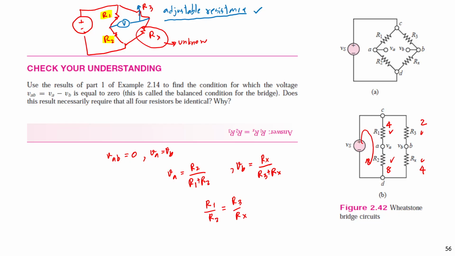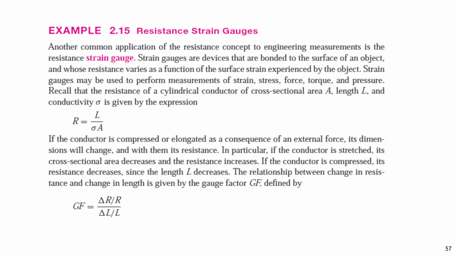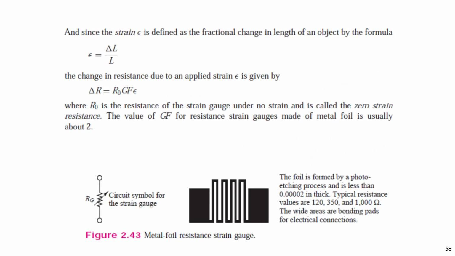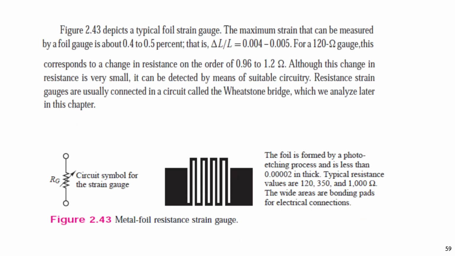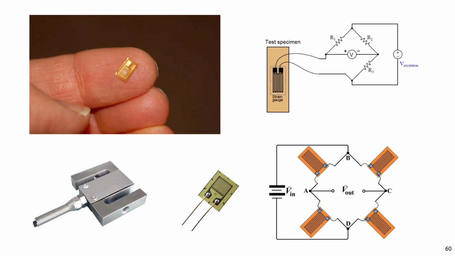So we use this type of method a lot, right? With the Wheatstone bridge in measuring circuits. Okay, this is an example of a strain gauge. A strain gauge is the measuring device that changes its resistance according to the strain placed on it. Here, strain gauge.